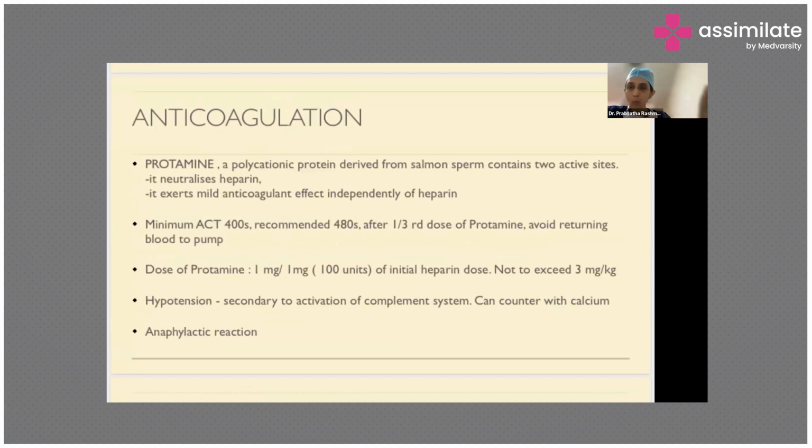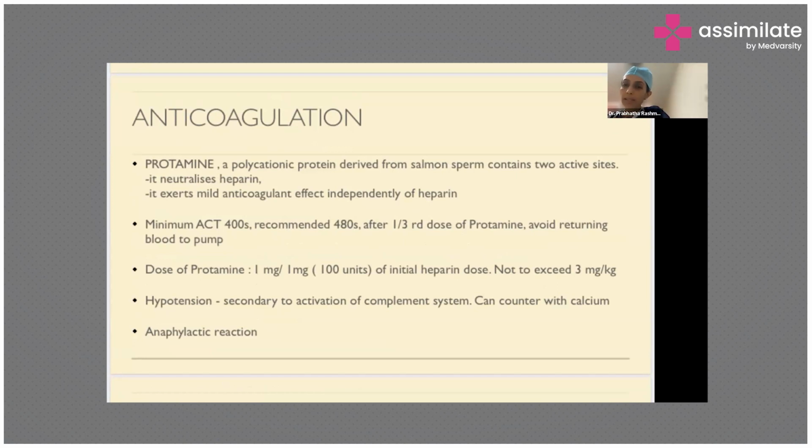So once we have done with the surgery, we need to reverse this. To reverse or neutralize the heparin that we have given, we use protamine. This is derived from salmon sperm, and it is used to neutralize heparin. And we use it at 1:1 ratio.